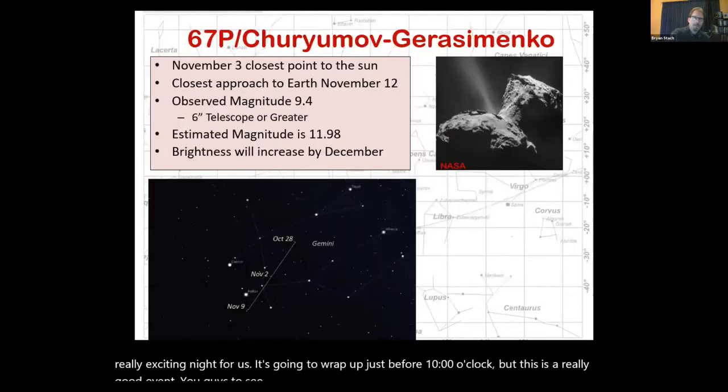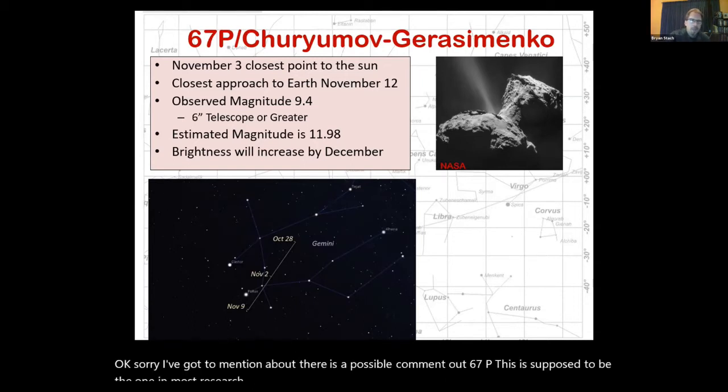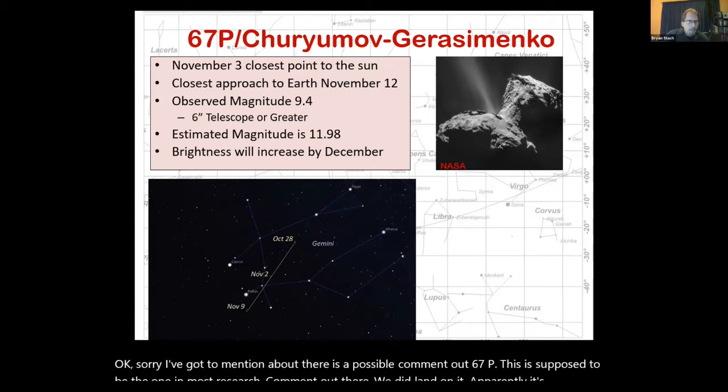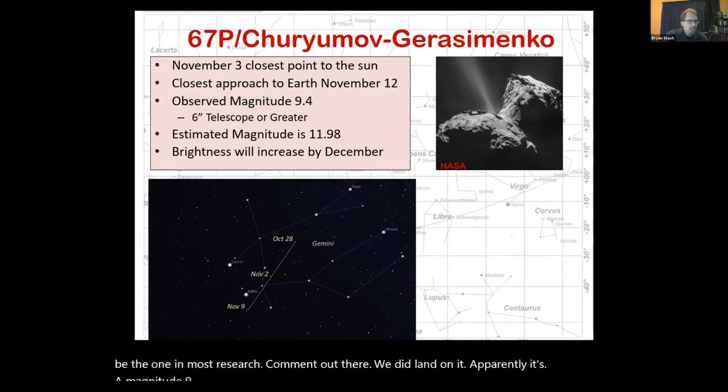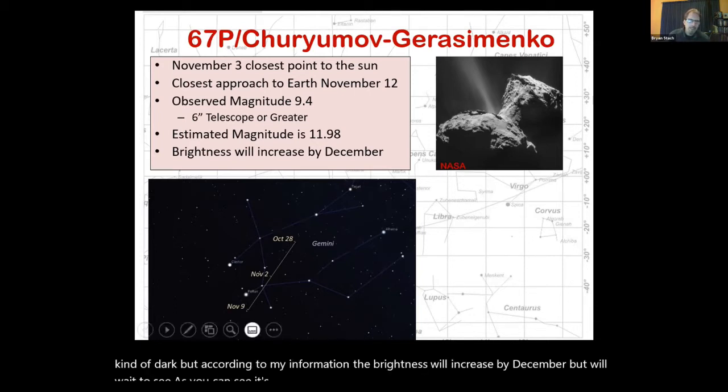Oh, sorry, I forgot to mention there is a possible comet out, 67P. This is supposed to be one of the most researched comets out there. We did land on it. Apparently it's magnitude 9.4, so you need a 6-inch telescope or greater to get it. The estimated magnitude is 11, so that's kind of dark, but according to my information, the brightness will increase by December, but we'll wait to see. As you can see, it's in the constellation Gemini.